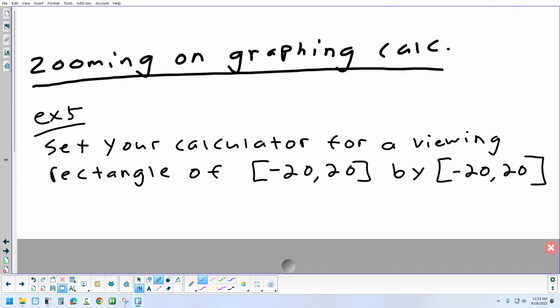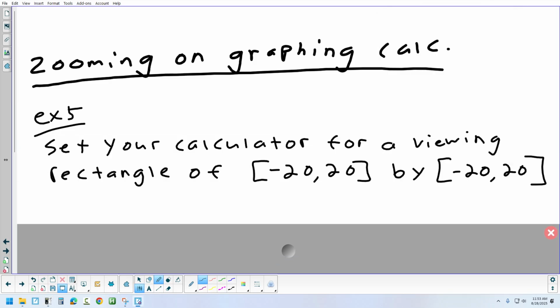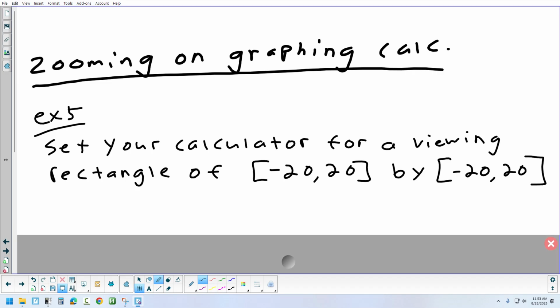All right, so I think the question here was to set your window from -20 to 20 and -20 to 20. I want you to understand what those four numbers mean. In the homework, you'll have a question like that. There's nothing to show on paper. This is purely a question you do on the calculator. So on your homework, you would just write, I set the window on the calculator.